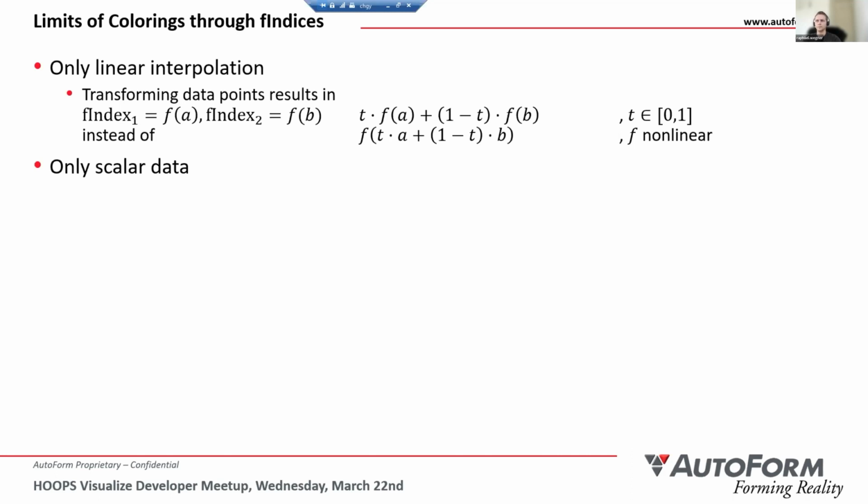First of all, you can only interpolate linearly for F-index colorings. Of course, you can transform your data point with some nonlinear function f to obtain some F-index and then put that onto your shell vertices. However, then you have the linear combination of some nonlinear function applications instead of a nonlinear function of the linear combination. So it's only an approximation, basically. Secondly, you can only put scalar data on F-indices. There's no option to use vector data.